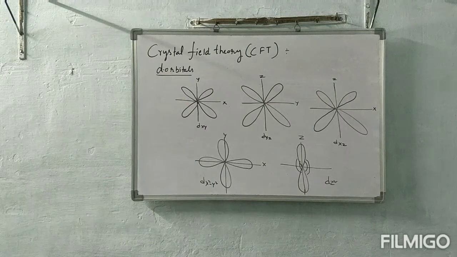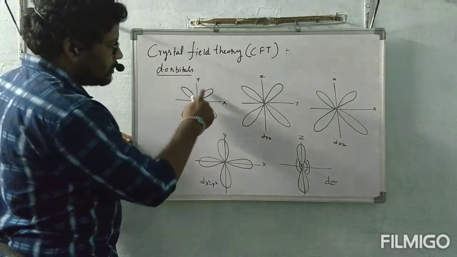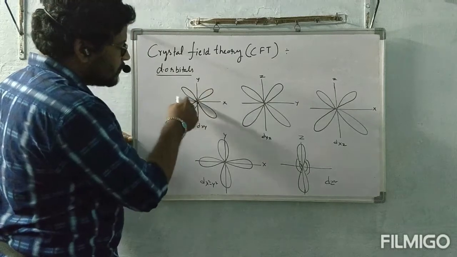Here the observation point is, all of you observe carefully. Above I have drawn 3 orbitals. Those 3 d orbitals' lobes are in between the axis. See, this is axis, this is axis. In between the axis we have them.